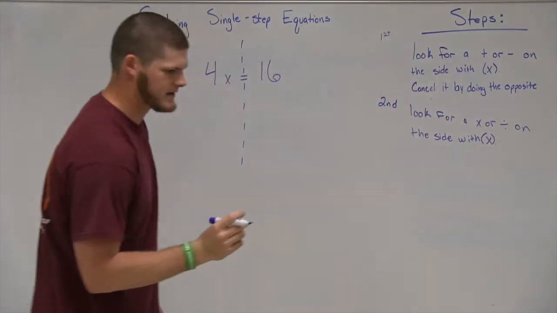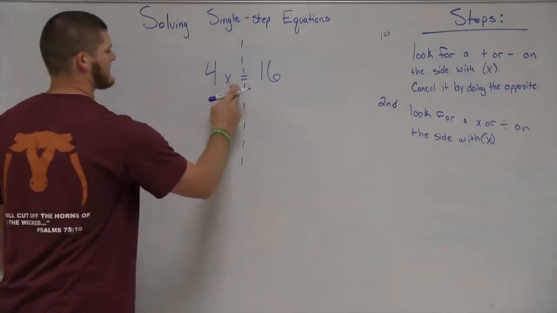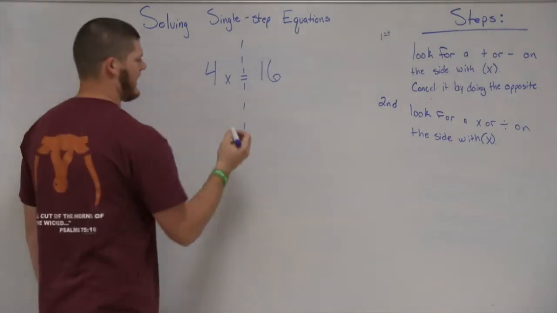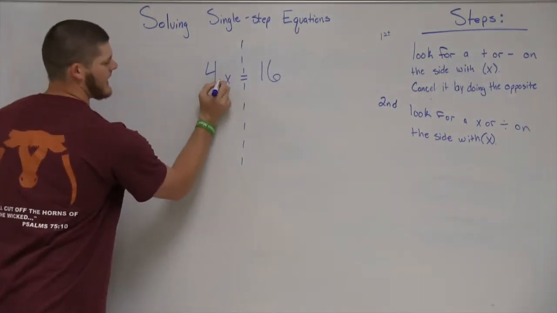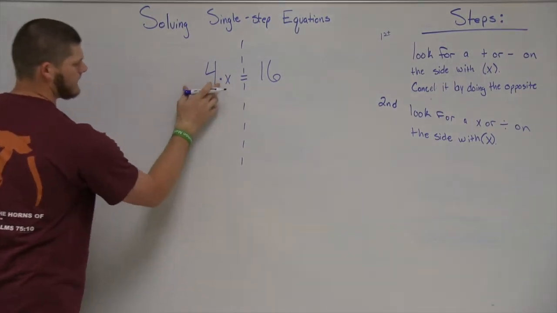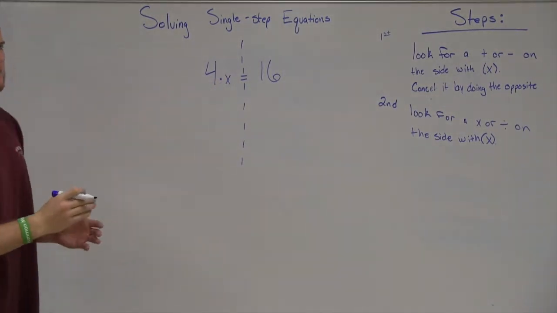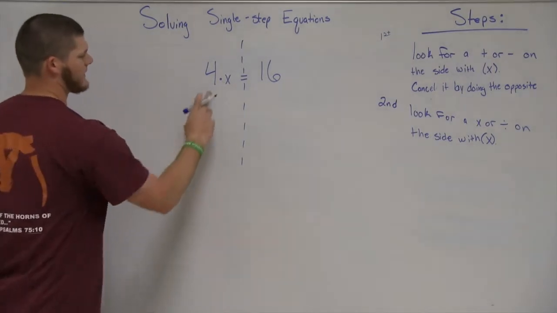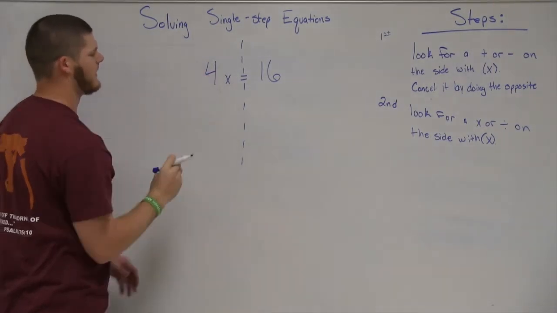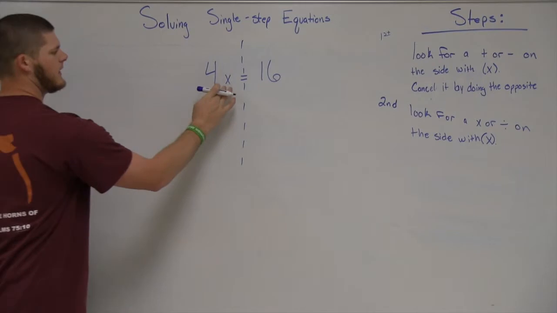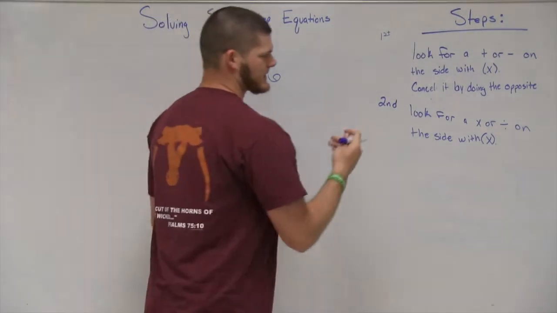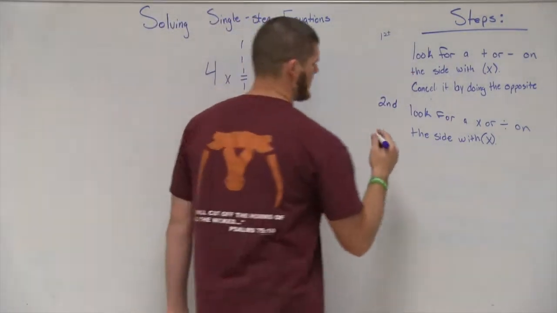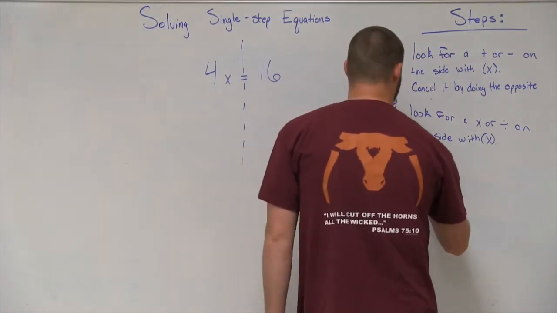Alright, so let's look at this equation. 4 times x equals 16. We have a multiply. Now, it's not written right here as a multiply. When you have a number next to a variable, it's an understood multiply. So there's no reason to write that. So you will see it as a number next to a variable. Just like when we find a plus or minus, we're going to cancel it using the opposite function.